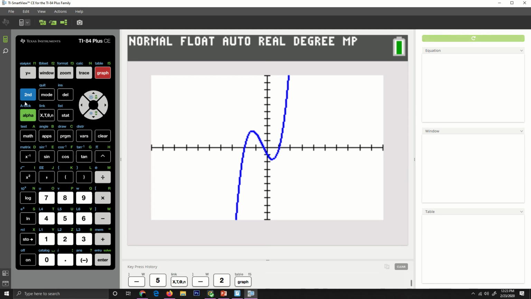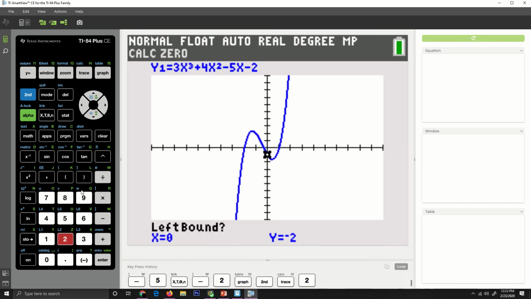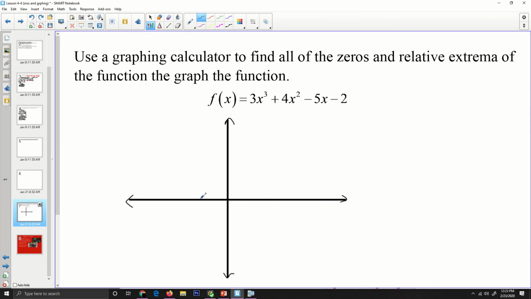So here's what we're going to do. We're going to find those zeros first. So we're going to go second, and we're going to go trace. We're going to hit zero, or find the zero. And so our first zero, a little bit to the left, hit enter. A little bit to the right, hit enter. And our first zero is at -2, 0. So I'm going to go to -2 right there. We're going to put a 0 in there. And this is our x-axis.